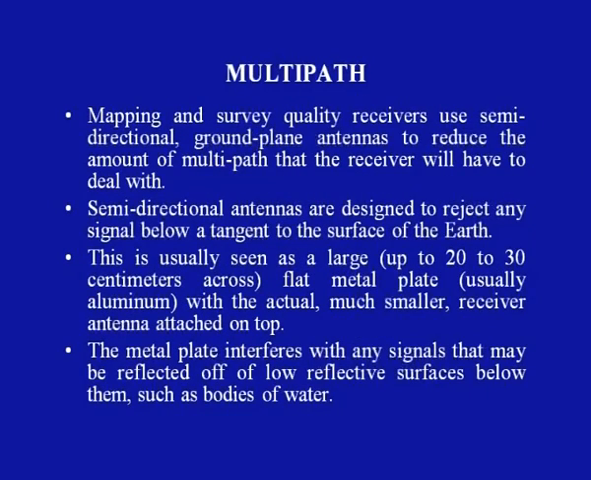Mapping and surveying quality receivers use semi-directional ground plane antennas to reduce the amount of multipath that the receiver may have to deal with. Semi-directional antennas are designed to reject any signal below a tangent of the surface of the earth. This is usually seen as a large, up to 20 to 30 centimeters across, flat metallic plate, usually aluminum, with the much smaller actual receiver antenna attached on the top. The metal plate interferes with any signal that may be reflected off the low reflective surfaces below them, such as bodies of water.